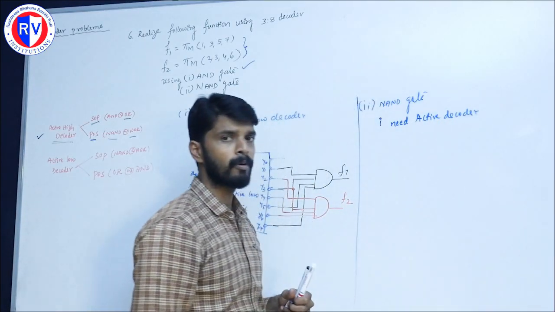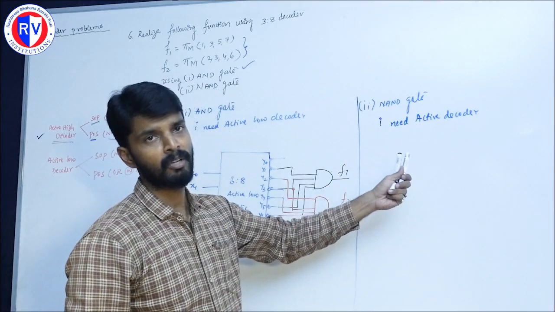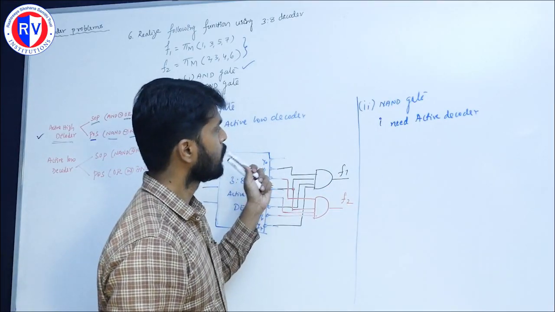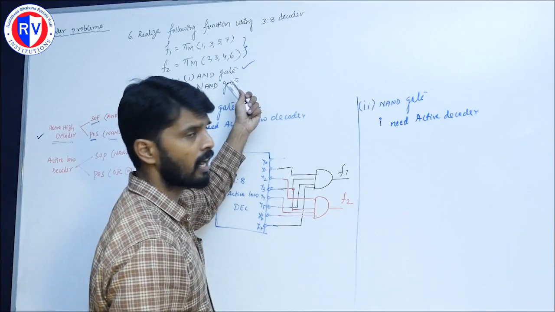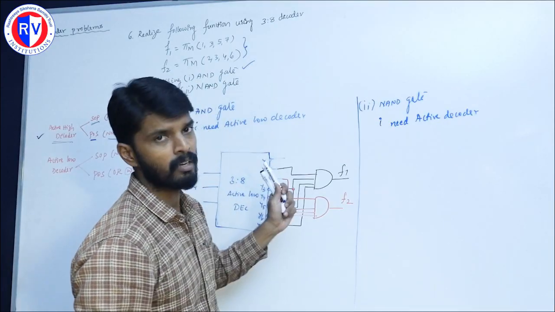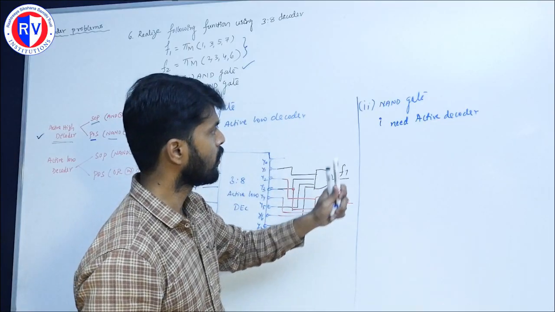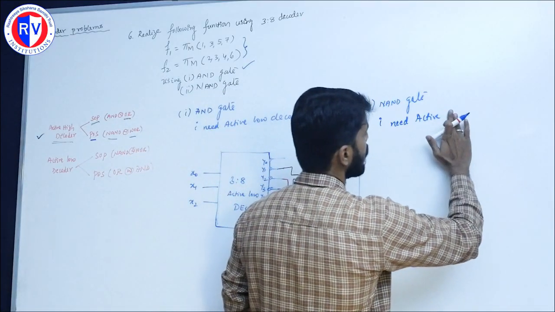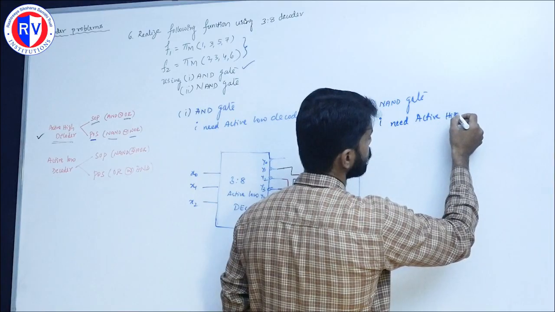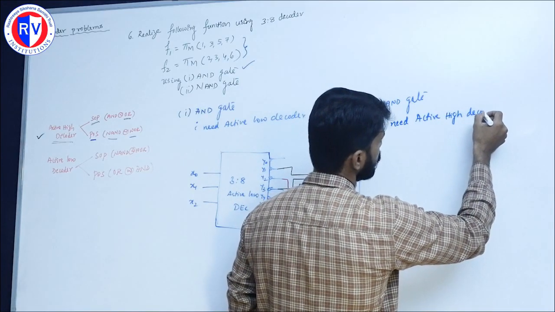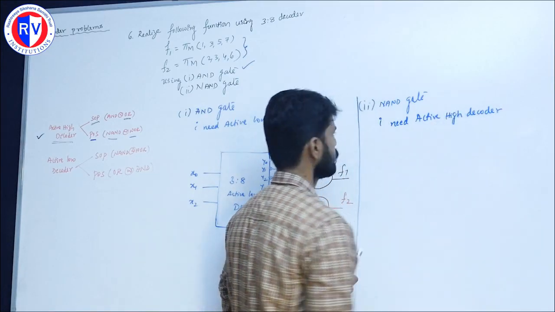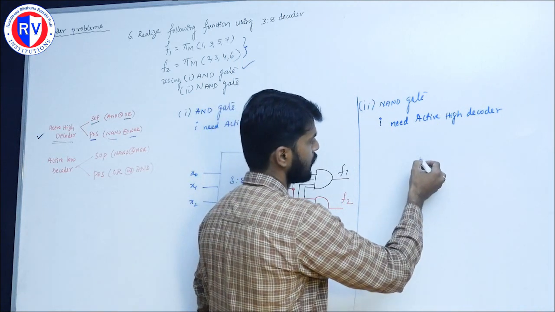This is the other way. In the previous problem, they specified whether we need to use an active high decoder or an active low decoder. But in this case, they specify the gate, AND gate and NAND gate. With respect to that, we need to decide whether we are using an active low decoder or an active high decoder. So in this case, I am using an active high decoder.